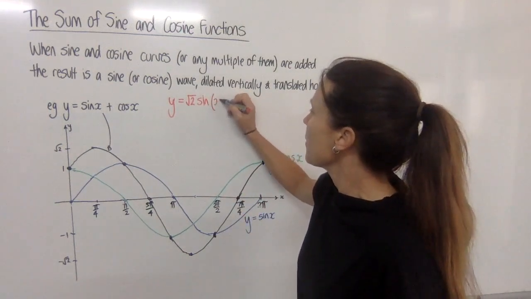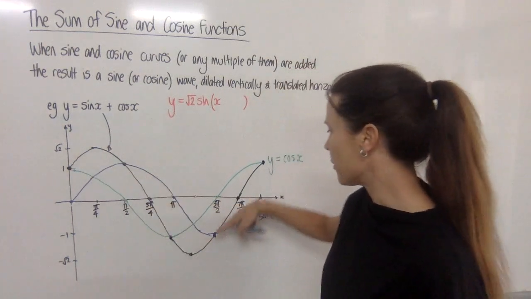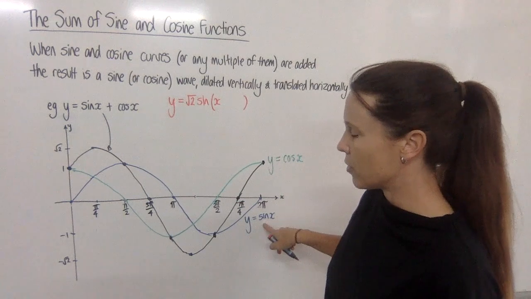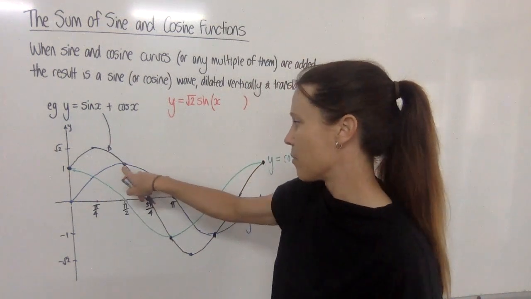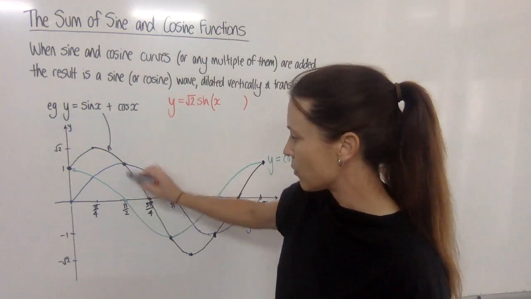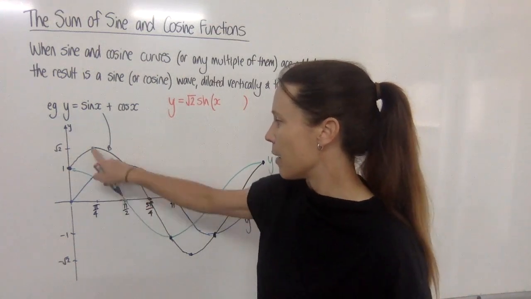I can also see that it's been moved across a little bit. So if I'm comparing this black curve to the blue sine curve here, you would say that the sine curve has got its first maximum turning point here at pi on 2, whereas my black curve has its first maximum turning point at pi on 4.